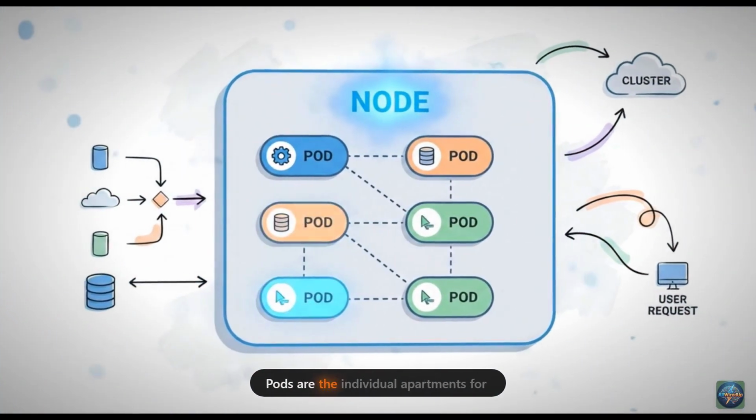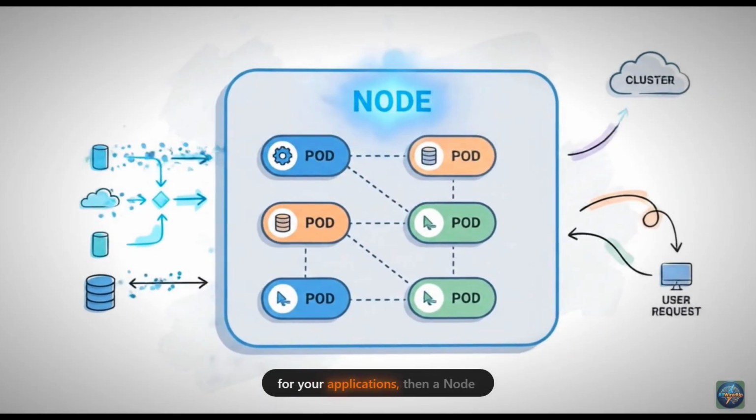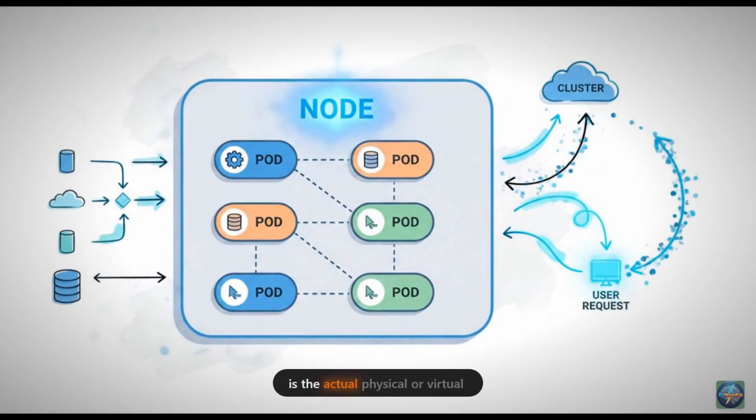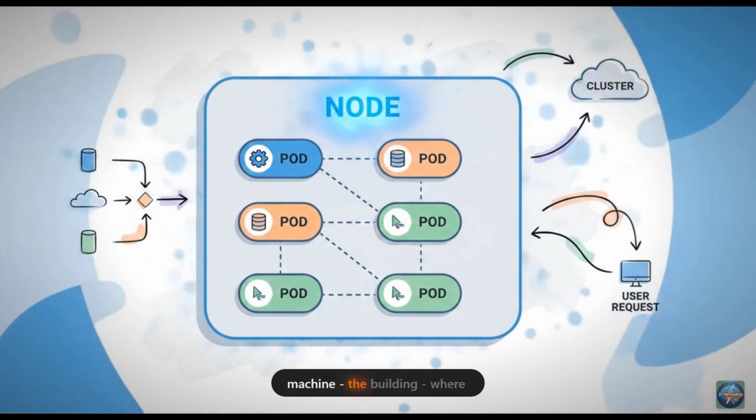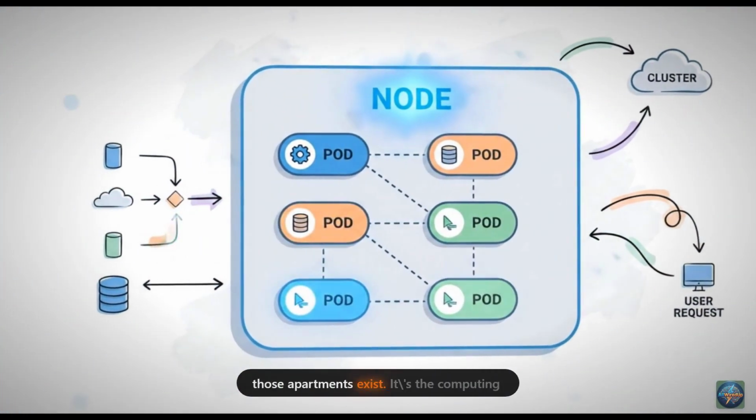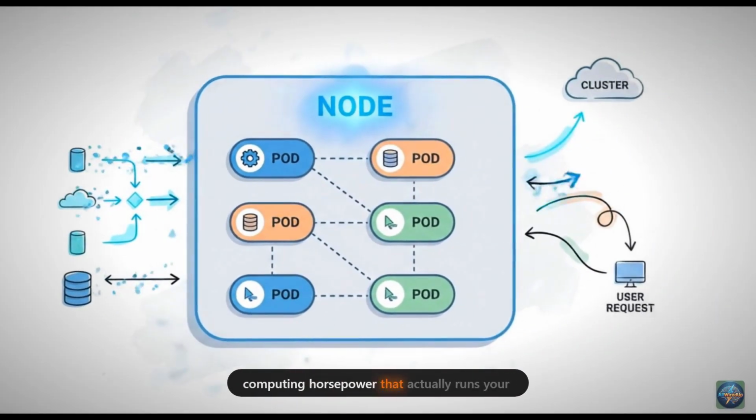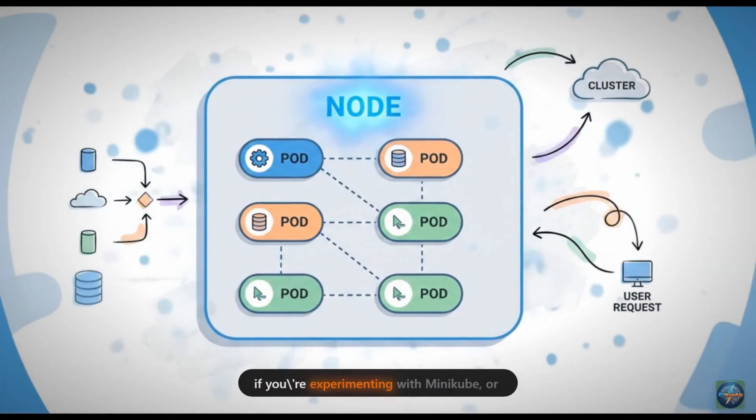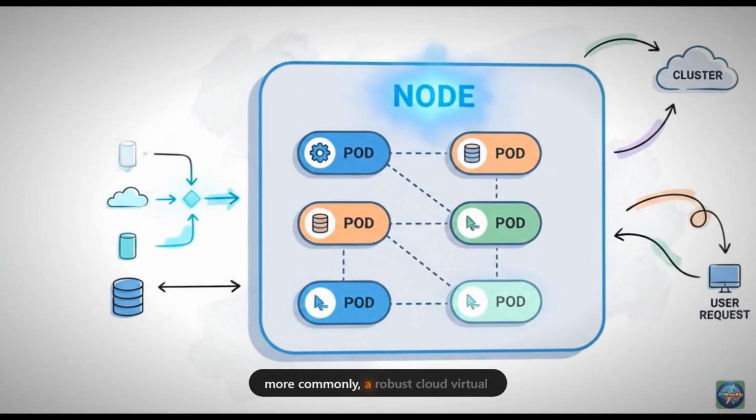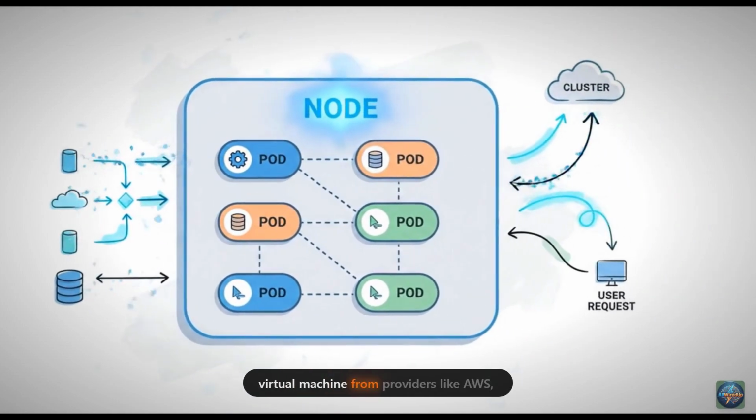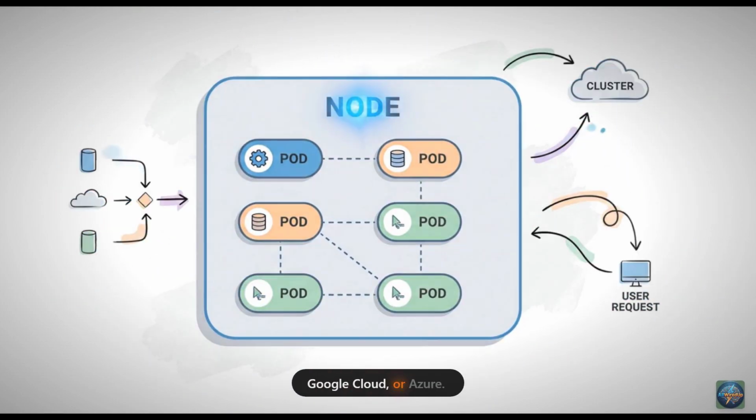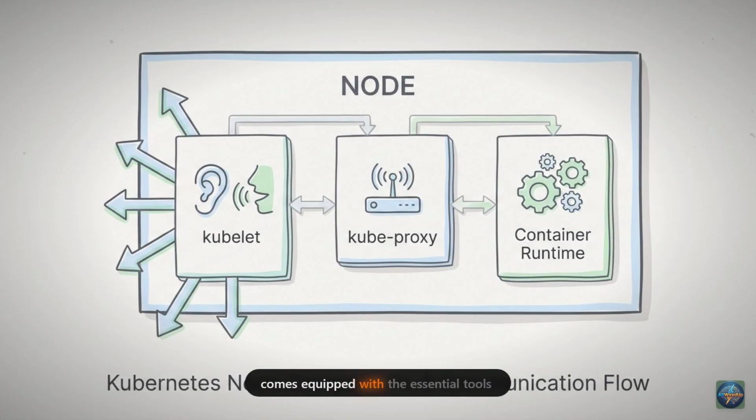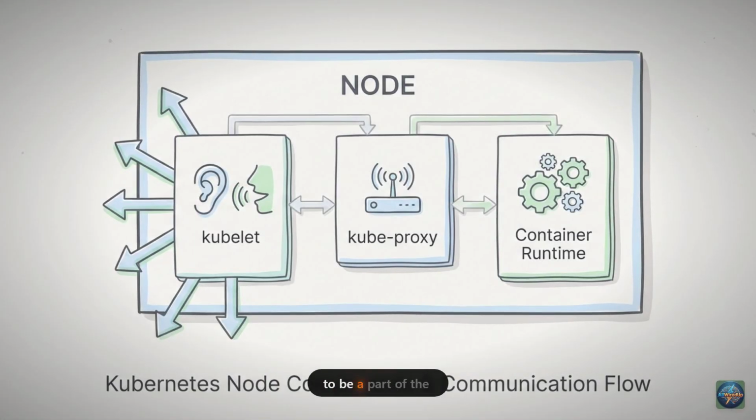If pods are the individual apartments for your applications, then a node is the actual physical or virtual machine, the building, where those apartments exist. It's the computing horsepower that actually runs your pods. This could be your laptop if you're experimenting with Minikube, or more commonly, a robust cloud virtual machine from providers like AWS, Google Cloud, or Azure. Each node comes equipped with the essential tools needed to be a part of the Kubernetes cluster.